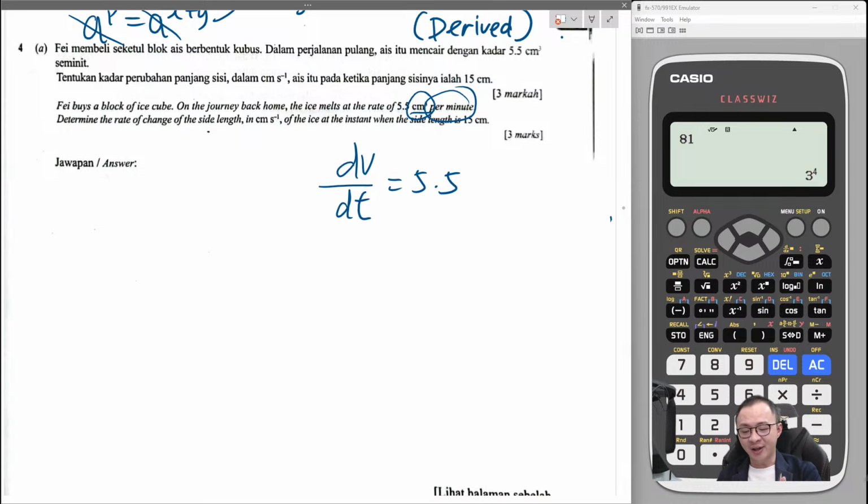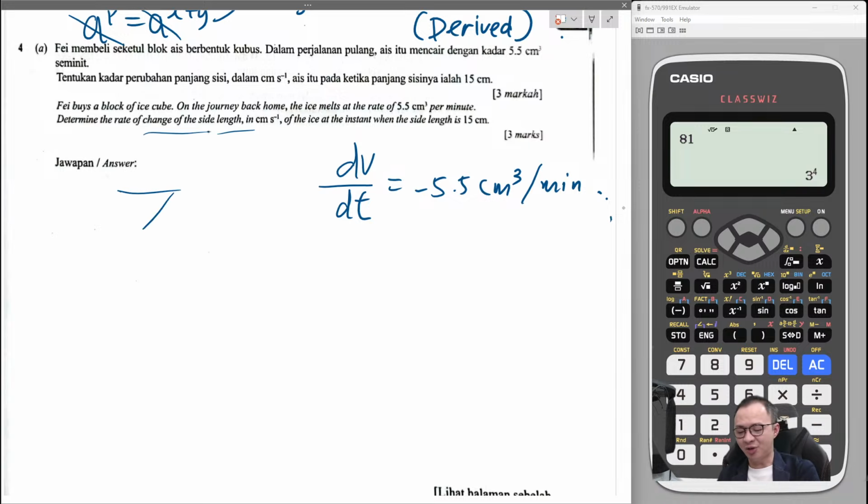And over here, because the ice cube is melting, the volume is decreasing. So add a negative. So it will be negative 5.5 centimeter cube per minute. Or per minute, I can just write it like this. Or if you don't want to write the unit, also can. Then determine the rate of change of the sides.